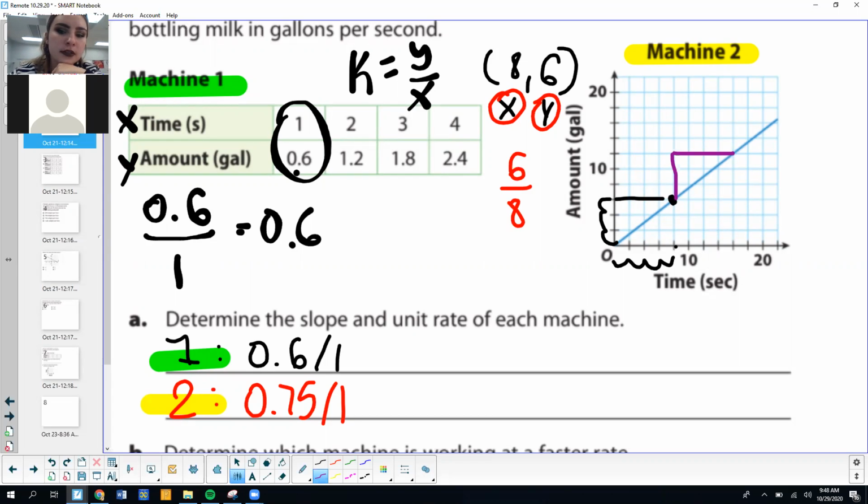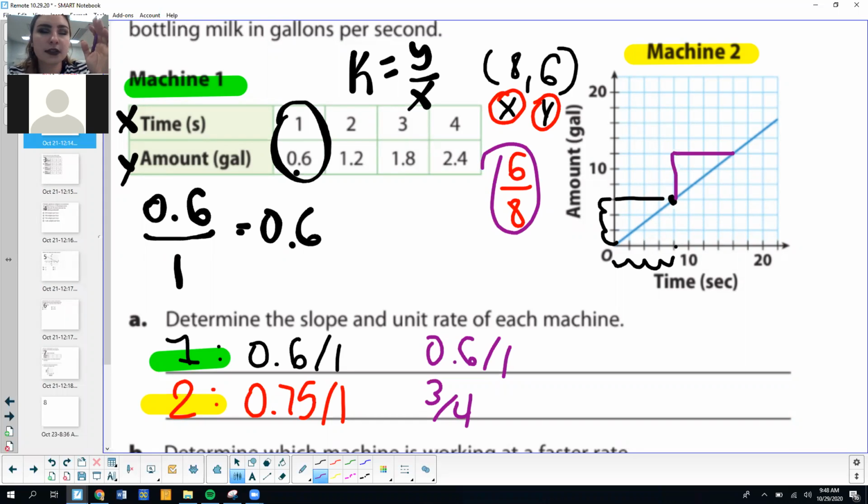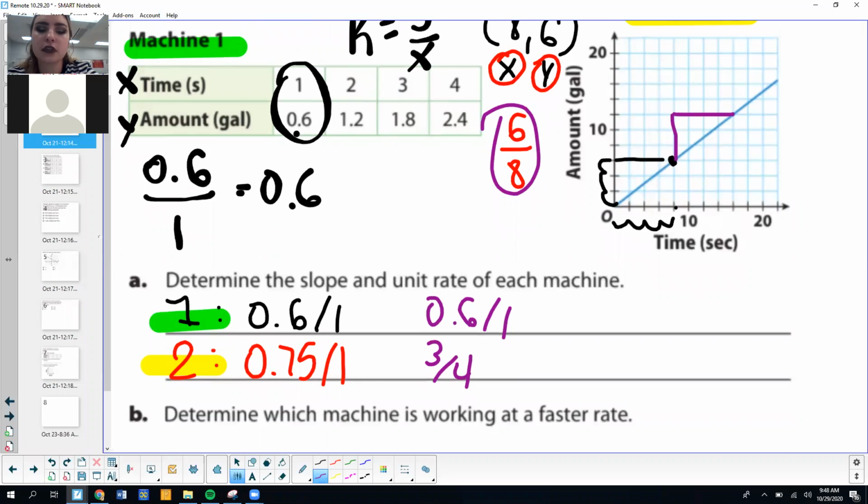So if you noticed for machine 2, our rise over run is 3/4. Well, that's the same thing as 6/8. That's the same thing as 0.75. So our unit rate and our slope are the exact same. So for number 1, we can actually just write our slope is 0.6 over 1. That's all we have to write. So unit rates and slope have a strong relationship, meaning that they're like the same thing. Make sure that we're starting to make those connections.